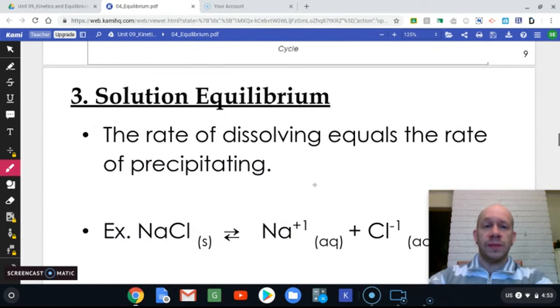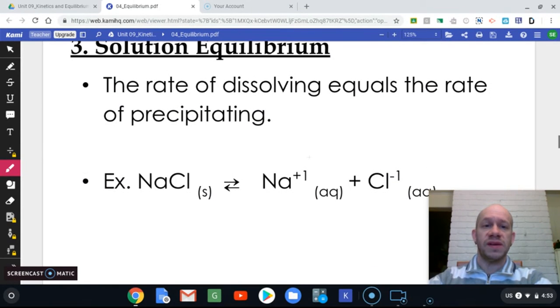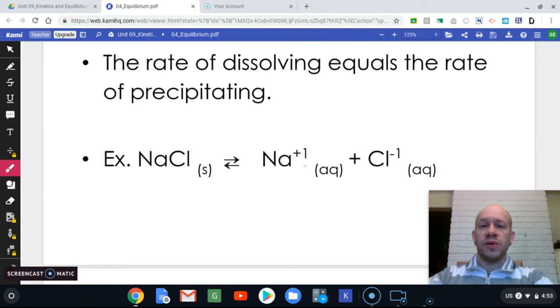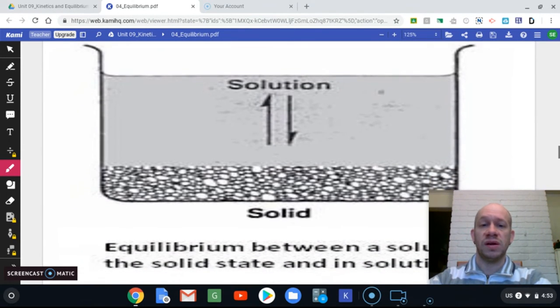A solution equilibrium exists when the rate of dissolving is equal to the rate of precipitating. If I have some solid sodium chloride in water and I produce aqueous ions, I will have an equilibrium between the solid and those ions. I can show that with this picture here, where I have my solids at the bottom. The rate of the solid dissolving is equal to the rate of the solution precipitating.